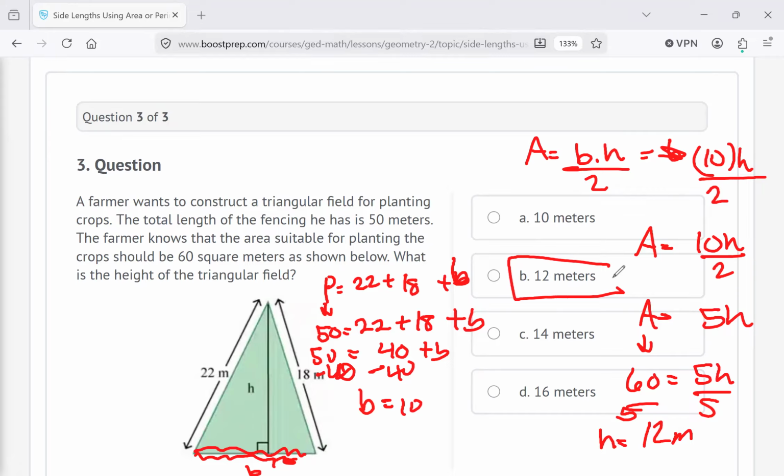Okay. So yeah, I just use the formulas I know and then fill in the blanks, and then try to solve for the unknown. Okay, so yeah, I'm going to stop here.